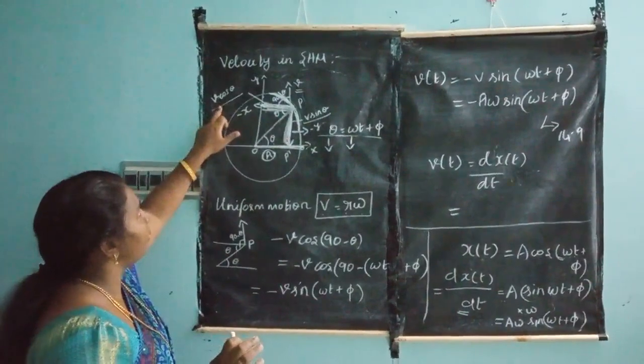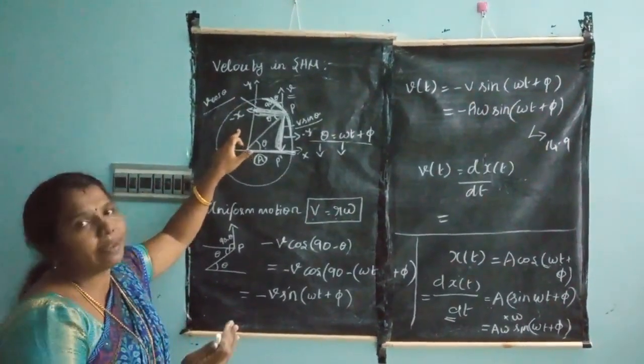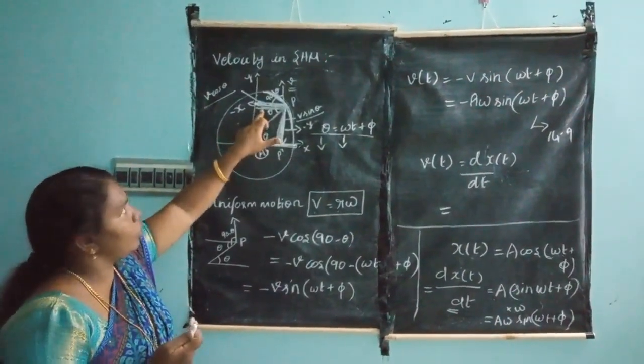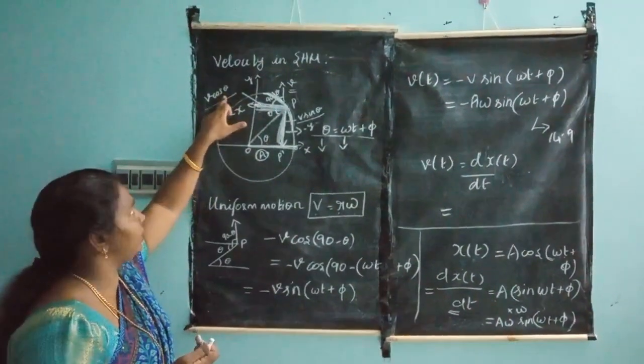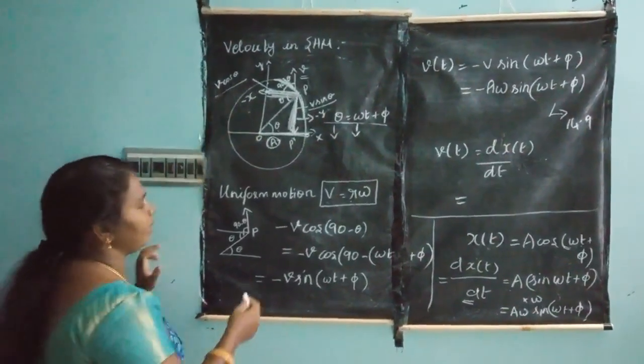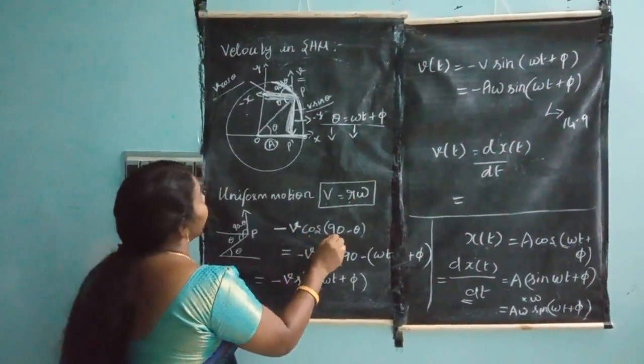So I am taking that. Now I am going to find out the displacement along the negative x direction. So what is the velocity I have to take and consider here? This. So I am considering this v cos theta. It is in a negative direction. Is it right? Yes. So I am writing here, minus v cos 90 minus theta.